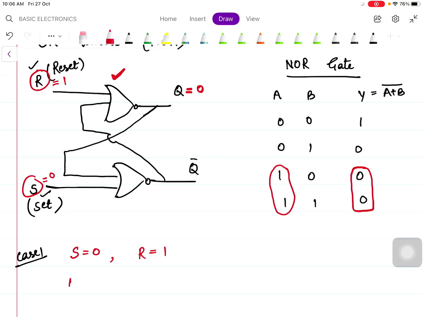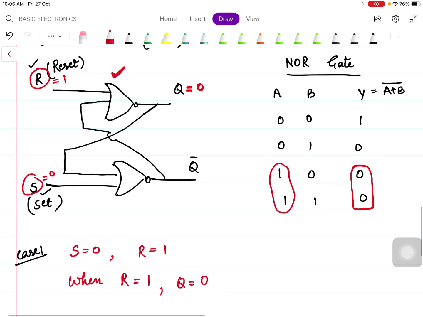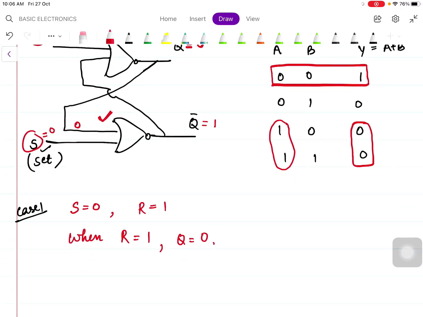So in here, when R is equal to 1, Q is equal to 0, as we can see from the truth table of NOR gate, that if any of the inputs is 1, the output is surely 0. So Q is equal to 0. Now this Q0 is being fed into this particular NOR gate, and when both are 0, according to this particular part, the output of this NOR gate will be 1. So Q is equal to 0 and Q bar will be equal to 1 for this particular case.